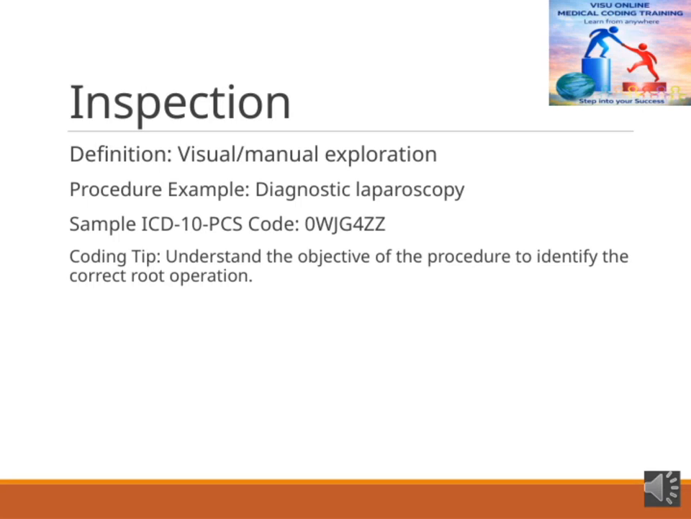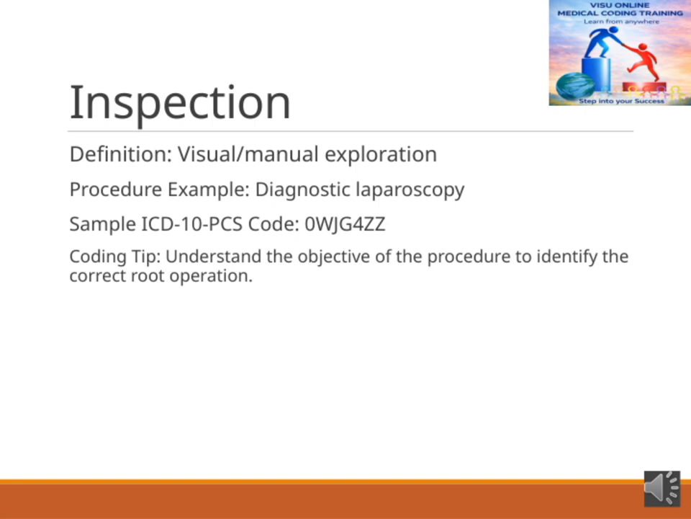Let's talk about the concept of visual or manual exploration. This is essentially when we examine the body directly, either visually or through touch, to gather information. An example of this is a diagnostic laparoscopy, which is a minimally invasive procedure where a small camera is inserted into the abdomen to look around. The ICD-10 PCS code for this procedure is 0WJG4ZZ.